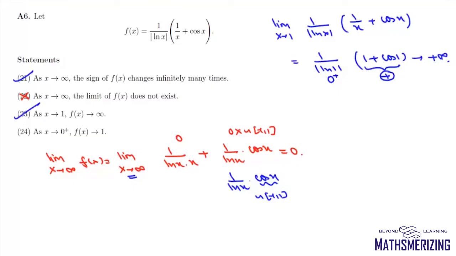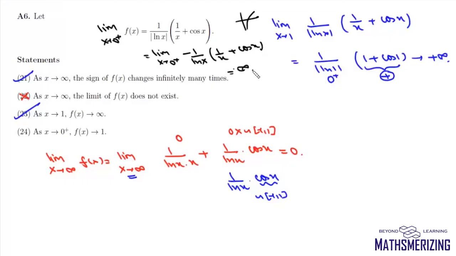And if we take this limit x tends to 0 positive f(x), we'll have this limit x tends to 0 positive. Now when x is 0 positive, log x is negative. So it will be minus 1 upon log x, 1 upon x plus cos x. Now log 0 is minus infinity. So this value will approach infinity. So this statement 24 is also incorrect. So the correct statements are 21 and 23.